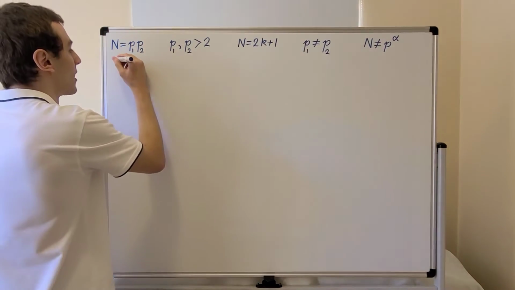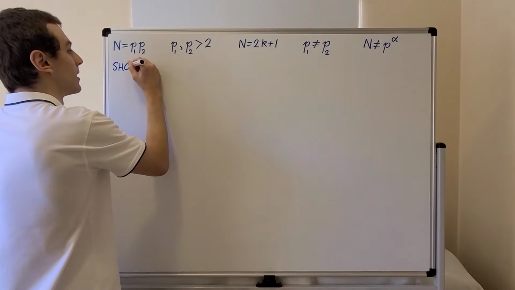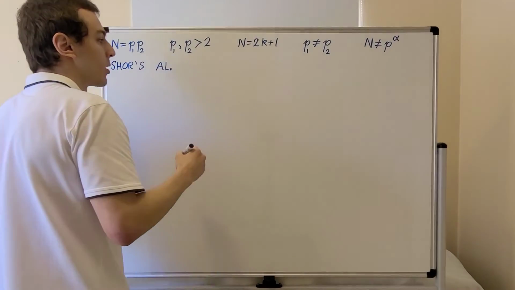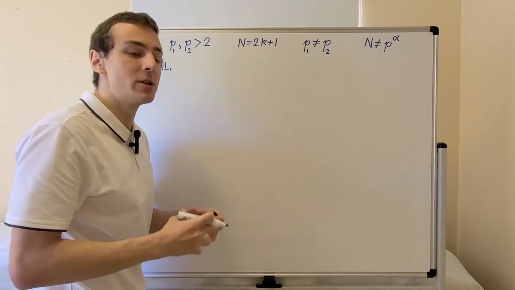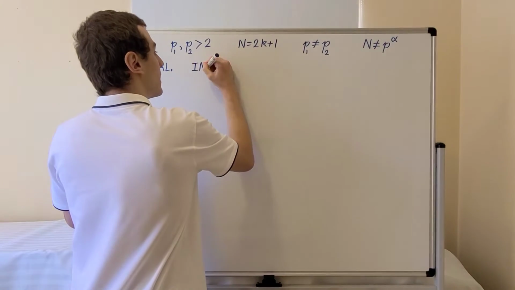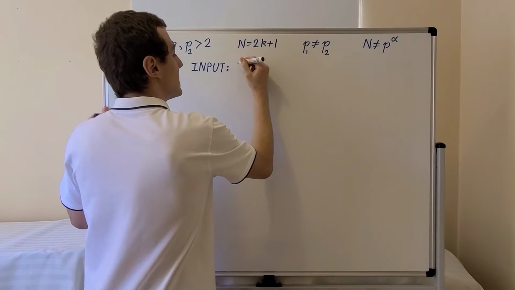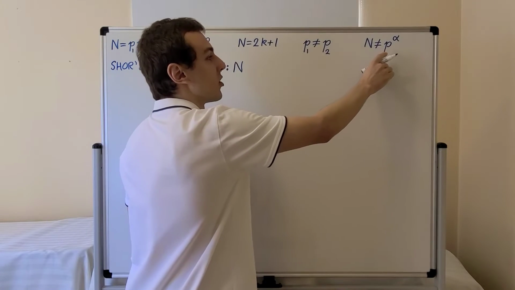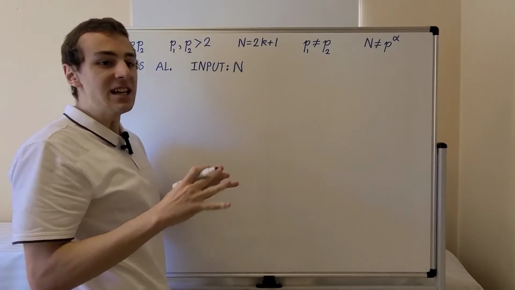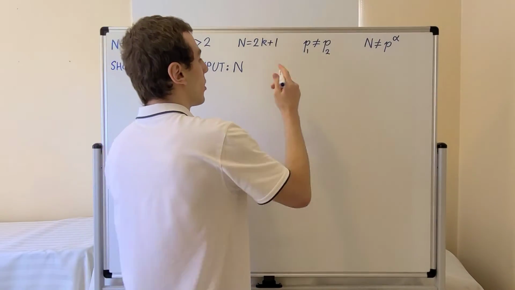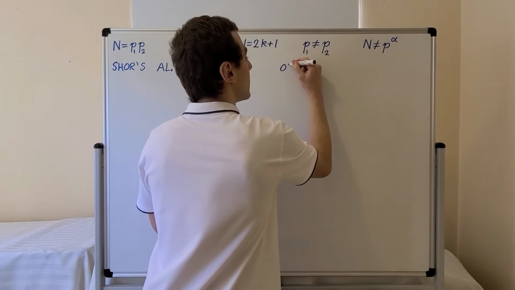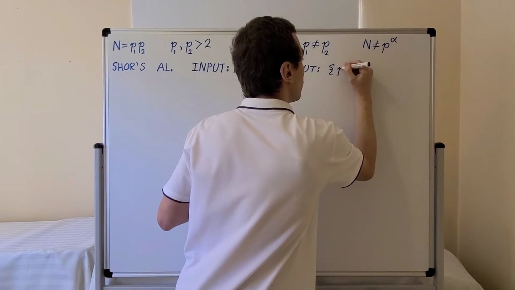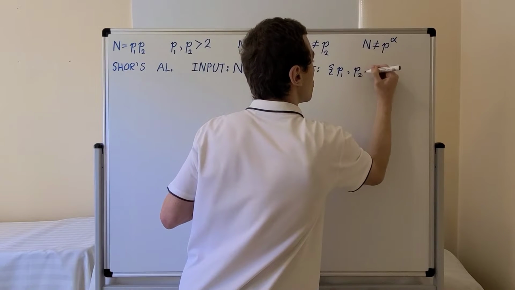So we can write this like this. We have Shor's algorithm. So what are the inputs and what are the outputs? What are we putting into the algorithm, and what is the algorithm going to give us? So the input is N. N is this semi-prime number. But we want to exclude squares of prime numbers, and we also want to exclude any even semi-prime numbers. And now that we have this N, we're going to output the prime factors, P1 and P2.